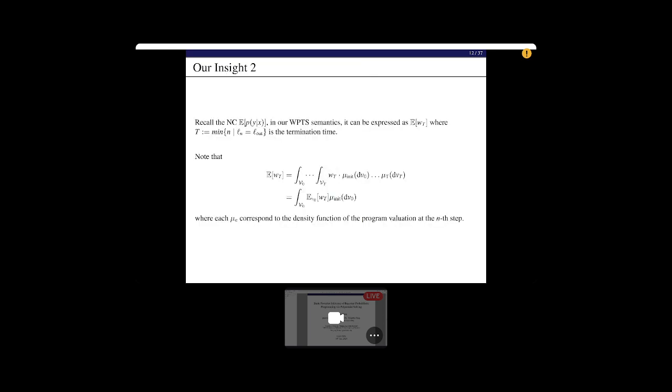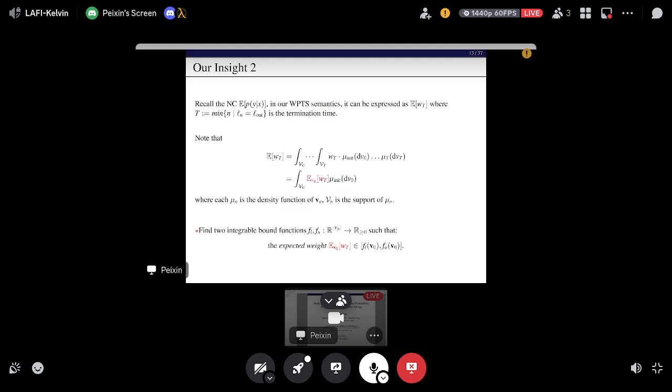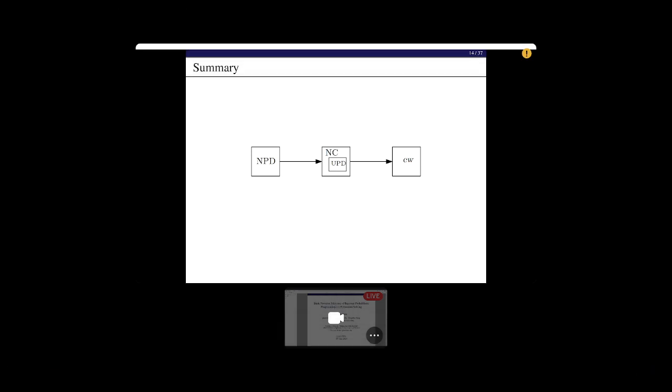4. Recall the version of normalizing constants in our semantics can be rewritten as the integral of expected weight starting from some V sub 0. Sorry, in our slides, we have used V sub 0 and V sub init. They are equal. Then according to this fact, we can reduce the problem of NC bound to the problem of bounding the expected weight.